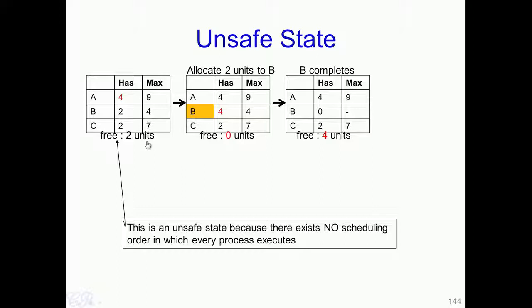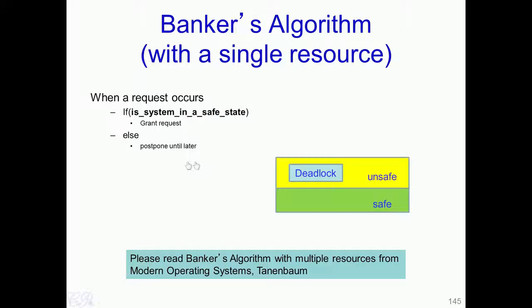So, a similar mechanism can also be implemented in the operating system, where corresponding to each request, the operating system will determine if the system is in a safe state. If indeed the system is in a safe state, indicating that there is a schedule of the resources so that all requests can be granted, then the requests are allocated. Otherwise, the request is postponed until later.